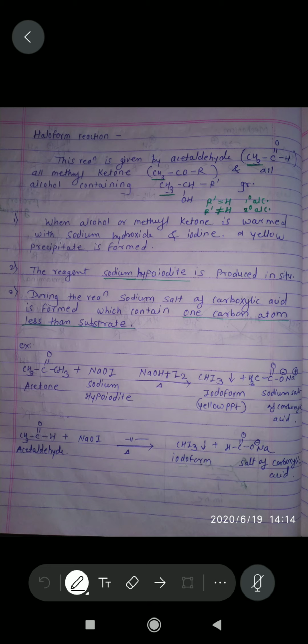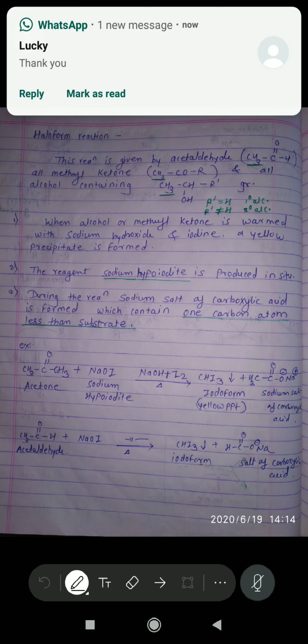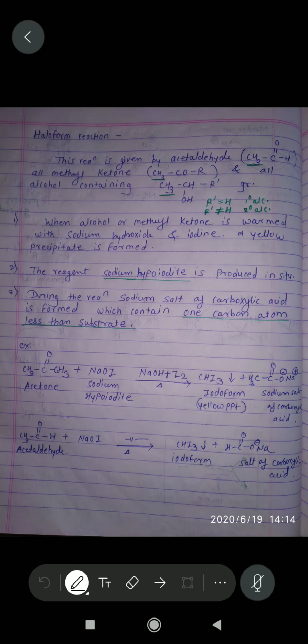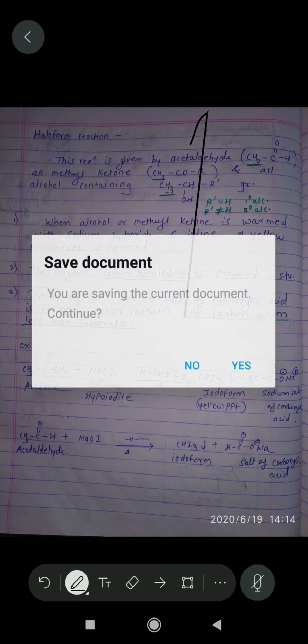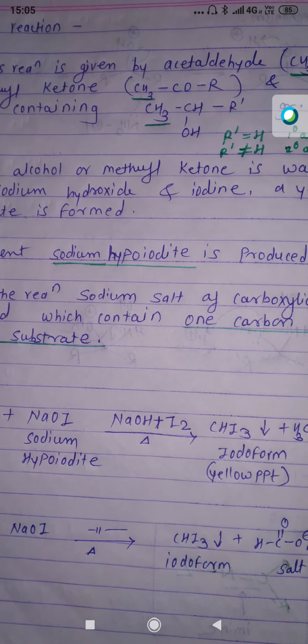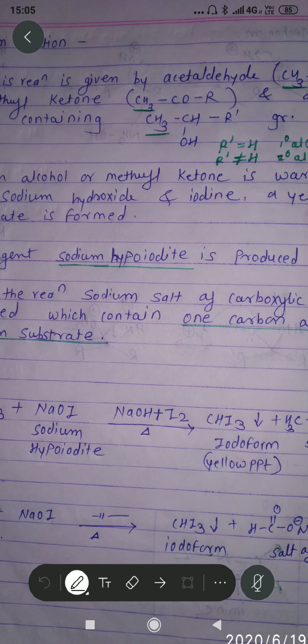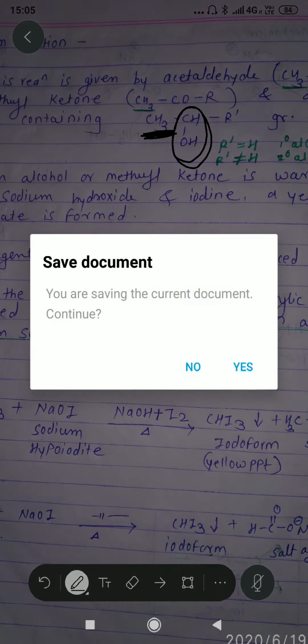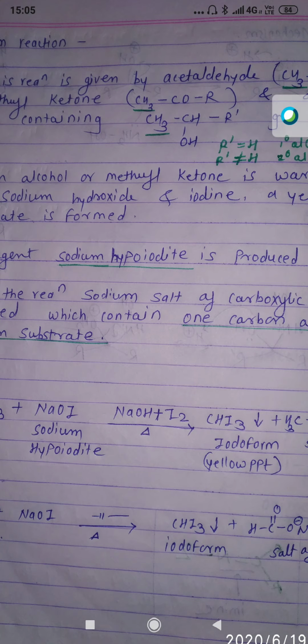If R' is H, then it is a primary alcohol. If R' is not equal to H, then it is a secondary alcohol. But there must be the presence of a CH3 group. This CHOH, whether primary or secondary alcohol, must have a CH3 group near it.